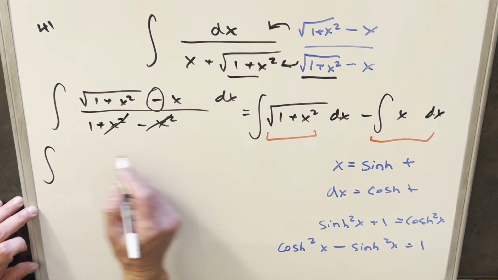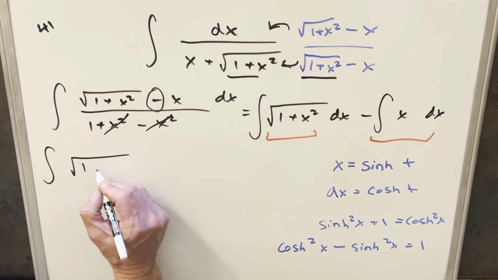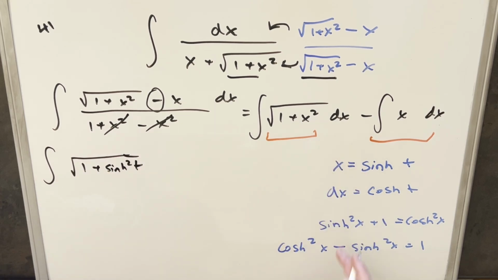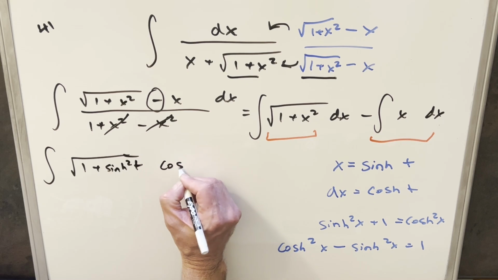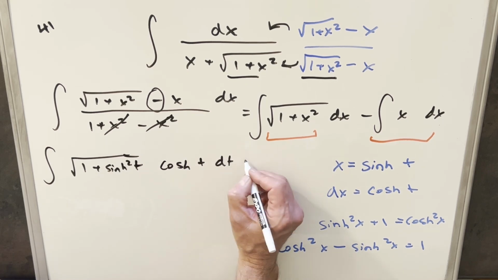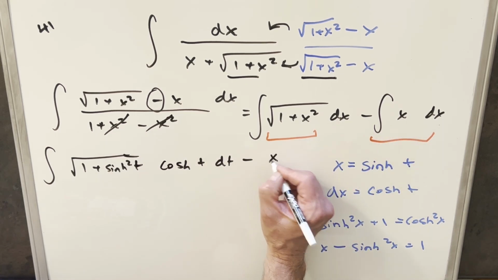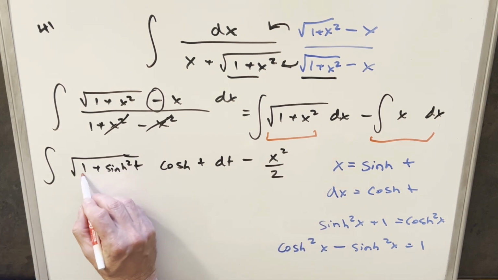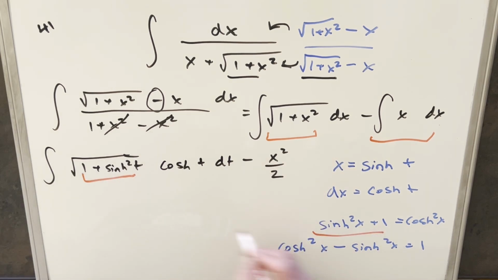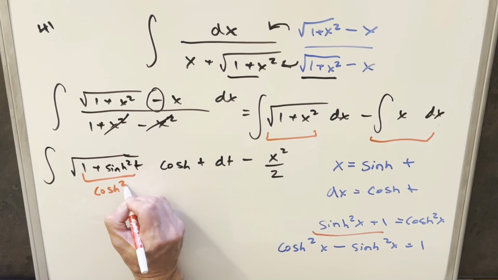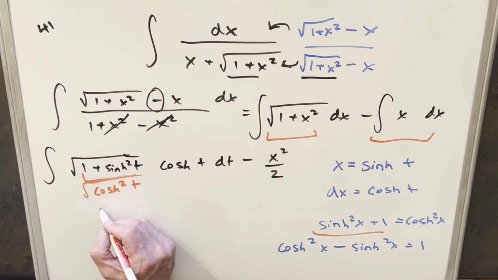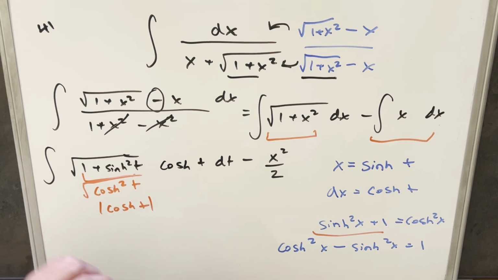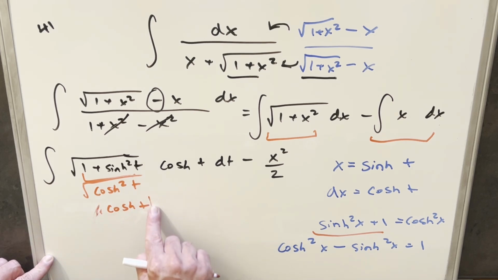So we'll come over here and substitute. Here this is going to become 1 plus sinh squared of t. Our dx value is this thing, so this is going to be a cosh t dt. And then here we'll just use power rule on this, and we're going to have a minus x squared over 2. But then on this right here, we'll use this identity, and this thing is going to become cosh squared t. Then reducing this, this is going to be the absolute value of cosh of t. But cosh is actually always positive, so we'll just remove the absolute value.